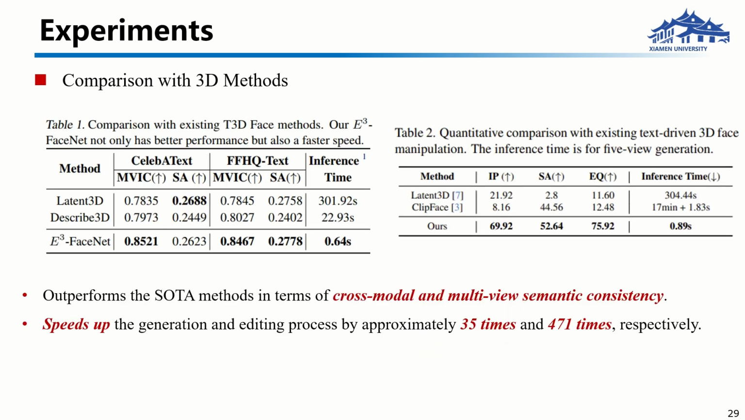We first quantitatively compare our E3-FaceNet with two strong text-to-3D face methods, namely Latent3D and Describe3D, on CelebA-Text and FFHQ-Text, of which the results are given in Table 1. From this table, we can first find that our method greatly outperforms the other two methods under the metric of MVIC, showing great advantages in multi-view identity preservation. Meanwhile, the performance of the SAE is also outstanding. These results suggest that our method can achieve excellent cross-modal semantic alignment.